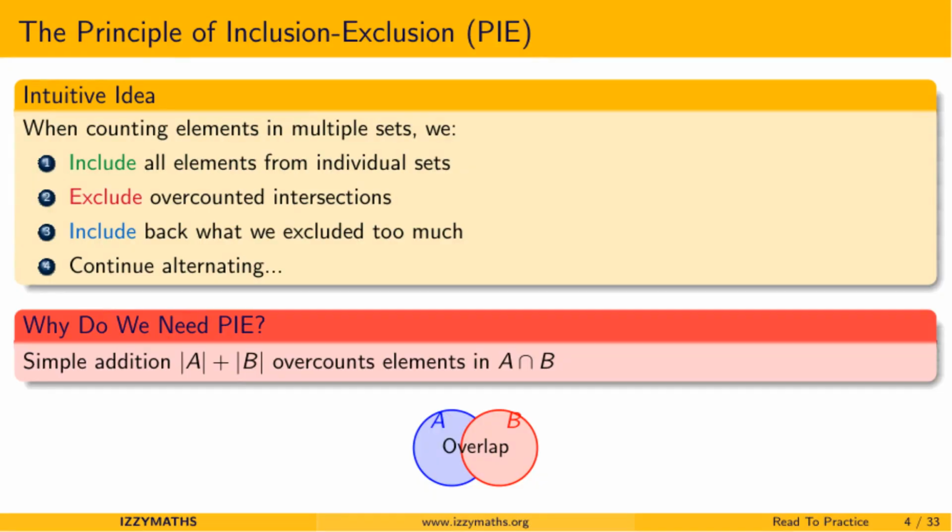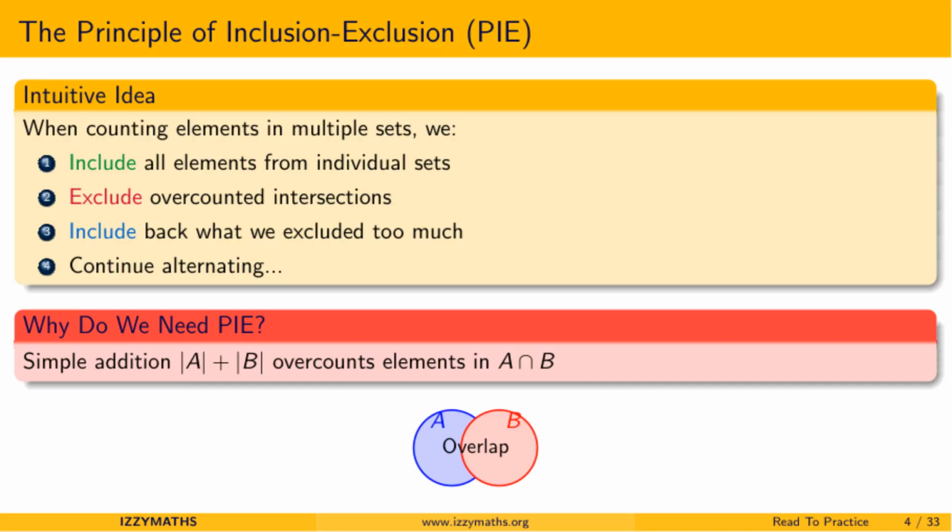Now let's understand the intuitive idea behind the principle of inclusion-exclusion. When counting elements in multiple sets, we follow a systematic pattern. First, we include all elements from individual sets. Second, we exclude overcounted intersections. Third, we include back what we excluded too much. Finally, we continue this alternating pattern.